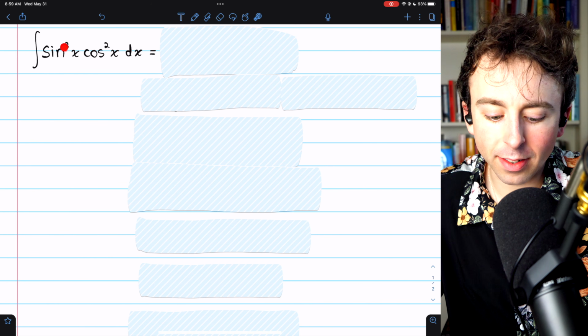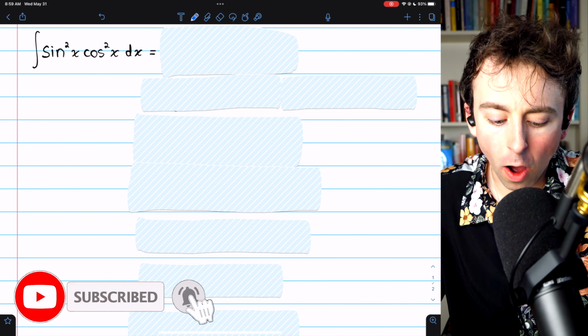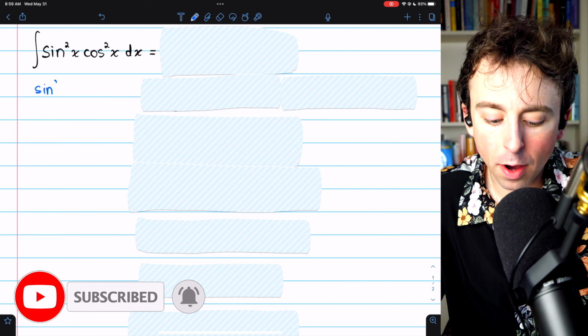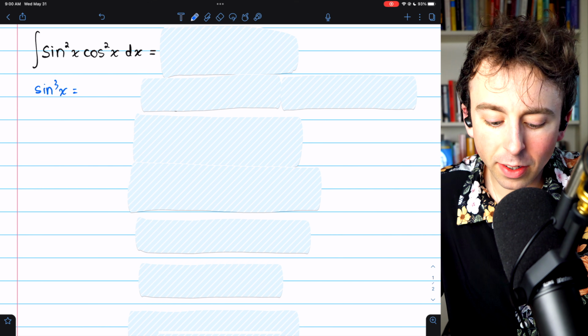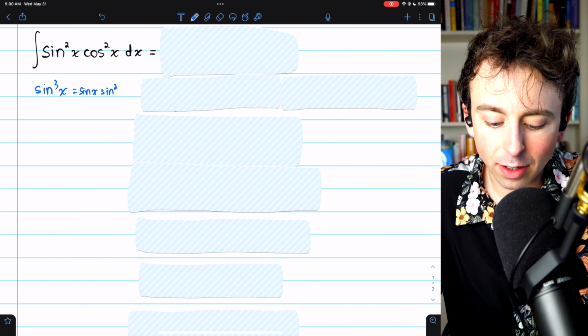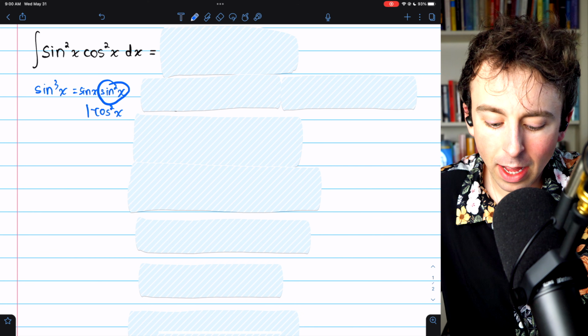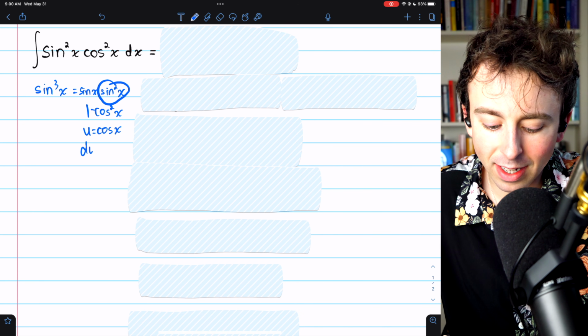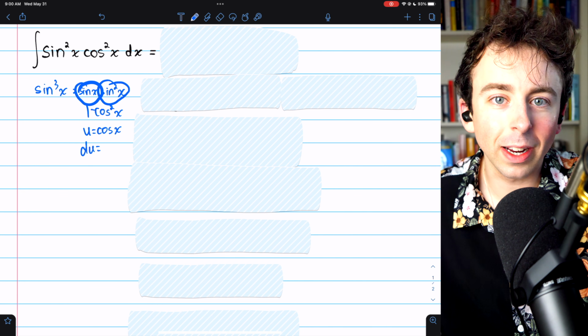How do we integrate sine squared of x times cosine squared of x? If we had an odd power of sine or an odd power of cosine, like sine cubed for example, then we could take out a factor of sine and the rest, sine squared, we could replace with 1 minus cosine squared, and we could do a u substitution with u equal to cosine. The du would take care of this extra factor of sine and everything would work out nicely.